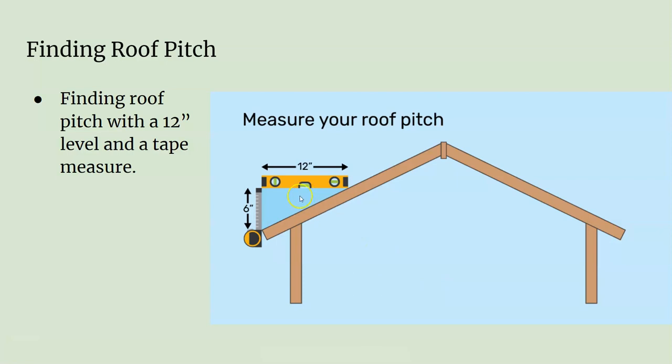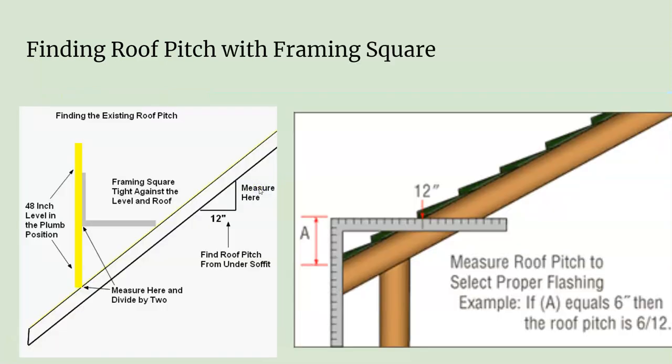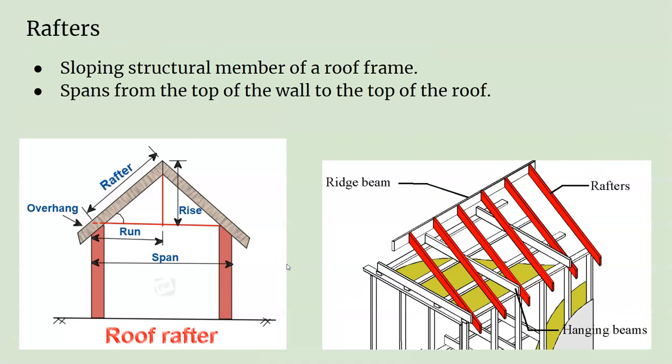There's another way you could do it: a level and a tape measure. Get a 12-inch level, put it level, and then measure from the eave and how many inches up, and I'll let you know. All right, you can also get a framing square and a level, and do it like this. Put it up, square up like this, and measure and divide by 2. But that's a little more complicated.